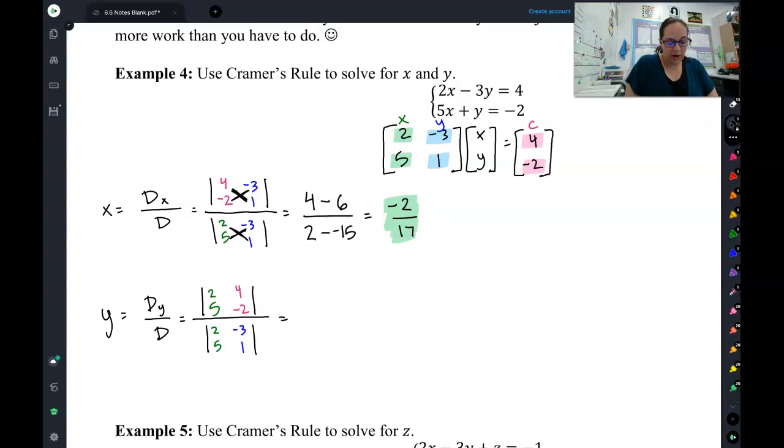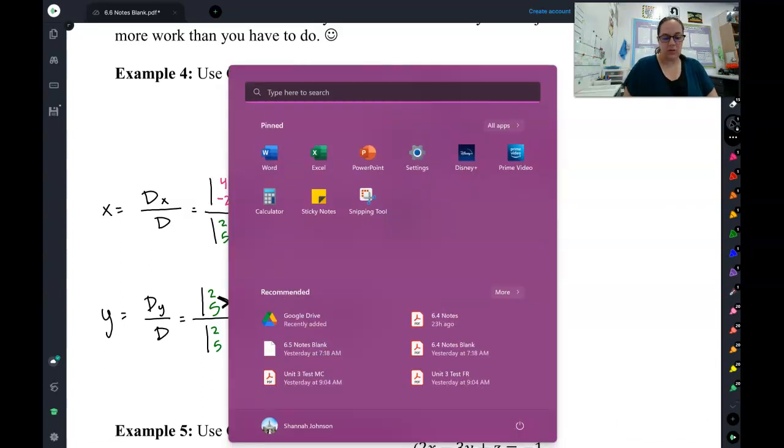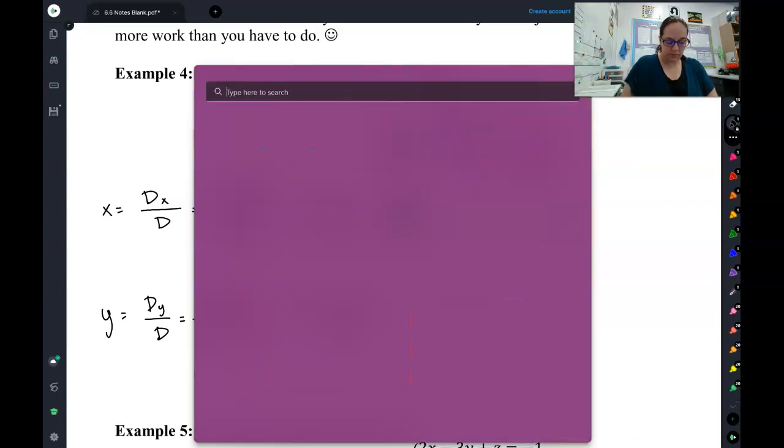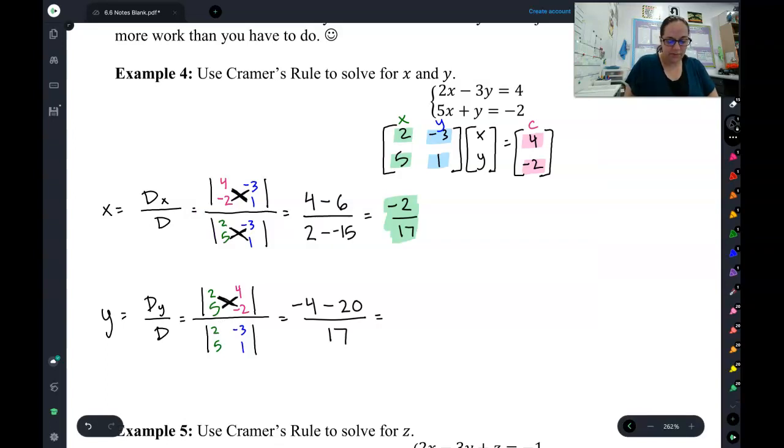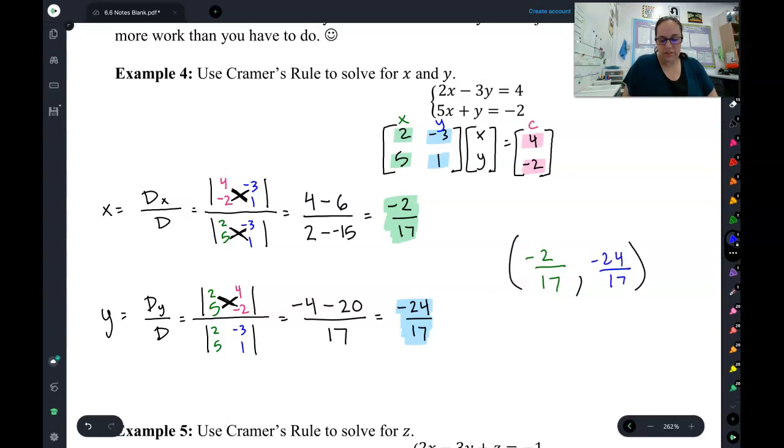Now let's do the same thing for y. AD is negative 4 minus BC, 5 times 4 is 20. Divided by, this is going to be the same denominator as up here, so it's going to be 17, because it's the same determinant. So this is negative 24 seventeenths. And that is our y solution. So right away, we have a solution to this equation at negative 2 seventeenths, negative 24 seventeenths.